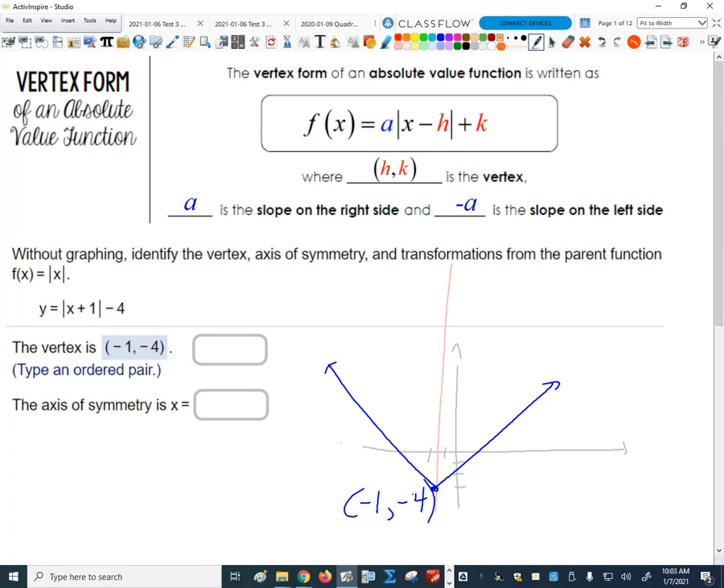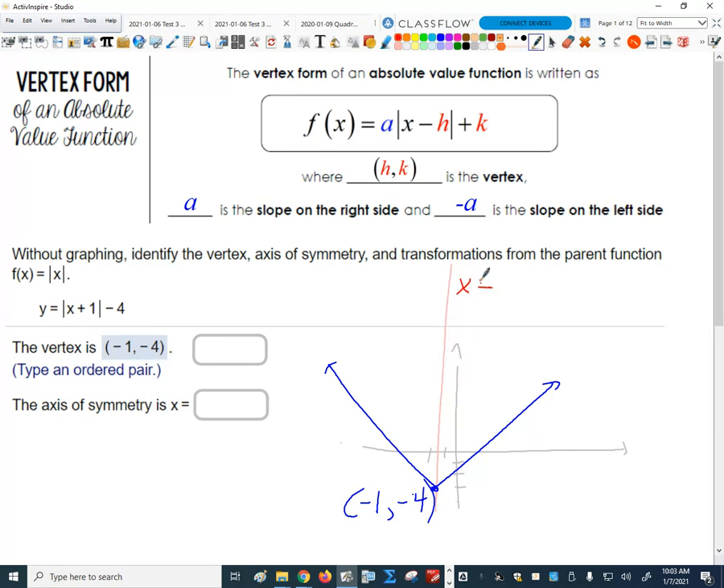What do you think? Somebody just chime in here and tell me what would the equation of that axis be? Anybody? Maria said x equals -1. Oh, yep, I see it up there. Good. Yep. X equals -1.